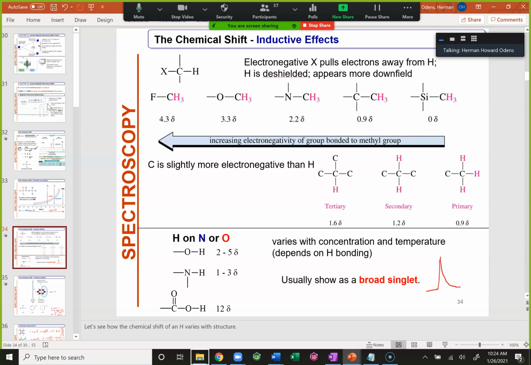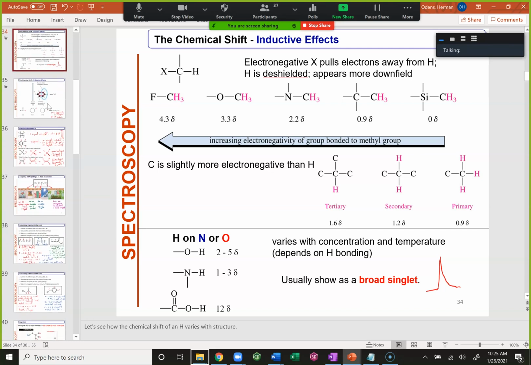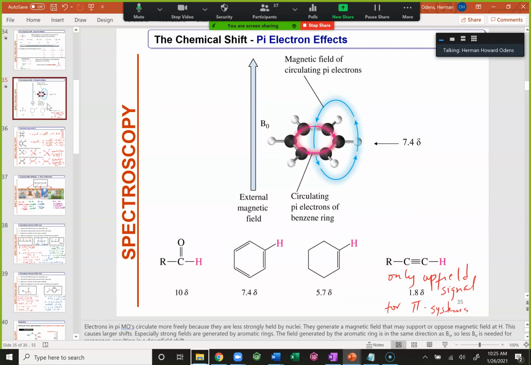And so whenever you have an OH, an NH, or a carboxylic acid, these groups vary upon concentration and temperature, and depending on hydrogen bonding. So usually you get a broad singlet with these groups, the OH, the NH, the carboxylic acids. All right. Yeah, this just tells you the pi electron effects whenever you have benzene hydrogens. They're going to be showing around between 7 and 8 when compared to the alkenes that are between 5 and 7.